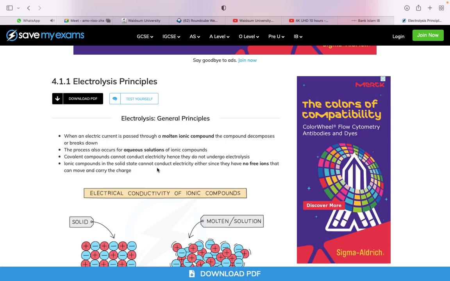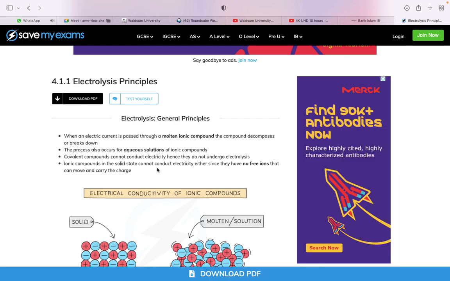Now we say ionic compounds in the solid state cannot conduct electricity. We need it either in molten state or in aqueous solution state. If an ionic compound is in the solid state, it cannot conduct electricity. Do you understand what we mean? If you have a compound in a lump, in a solid form, it cannot conduct electricity. Okay?